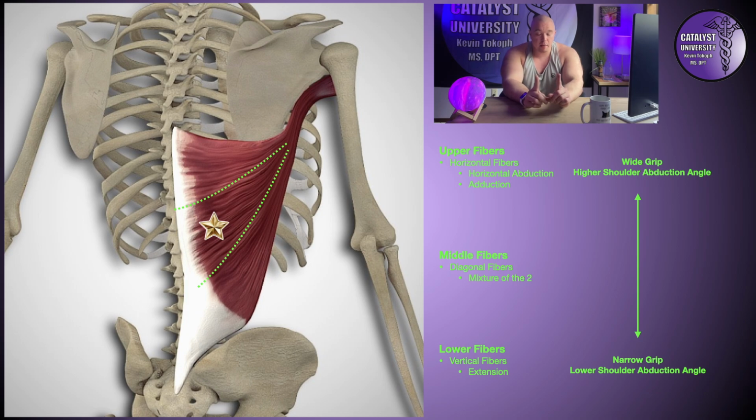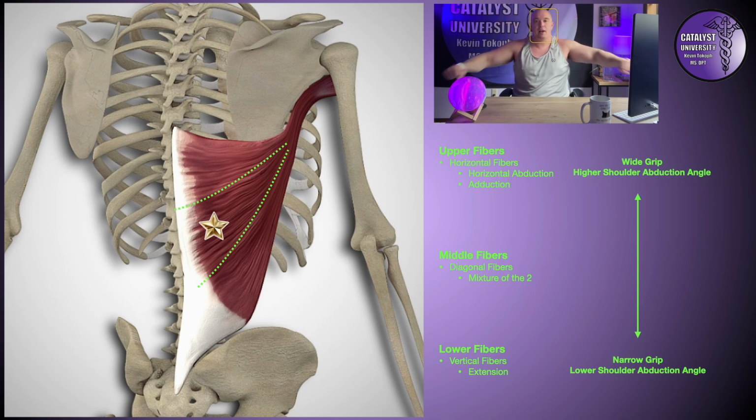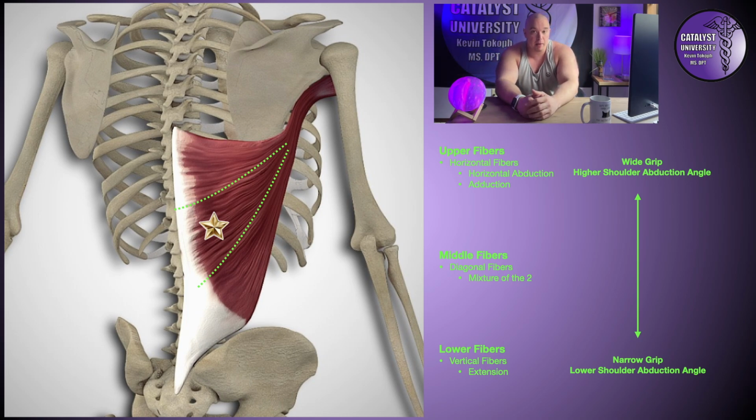And then jumping back up to the upper fibers, remember they facilitate more shoulder adduction and horizontal abduction. So with the upper fibers, anything where you get that more adduction or a larger shoulder abduction angle is going to target more of the upper fibers of the lats.